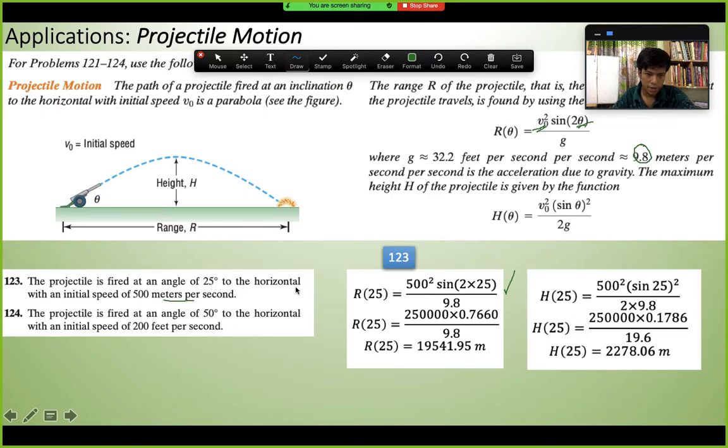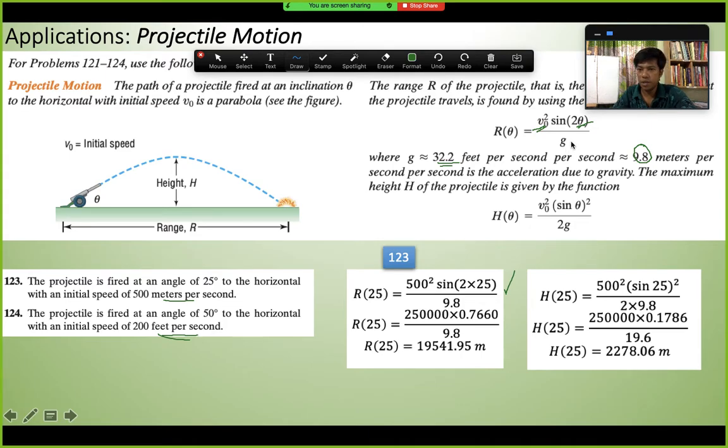In 123, a projectile is fired at this angle, the horizontal speed is this many meters per second. Find the height and the range, both of them are obtained for this 123 number math. So for 124 number math, we will just use 50 degrees for theta, and 200 feet per second for v0, and 32 for the g, because it is feet per second. That's it. Okay. So we will just have to switch if it is given meters per second or feet per second. Both values are given here, so we have the choice of taking whichever one we like.